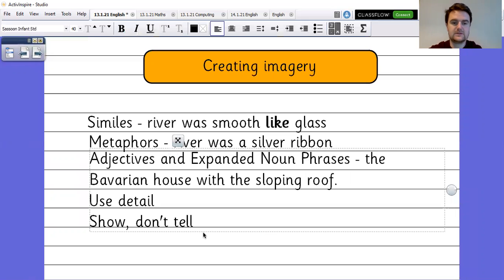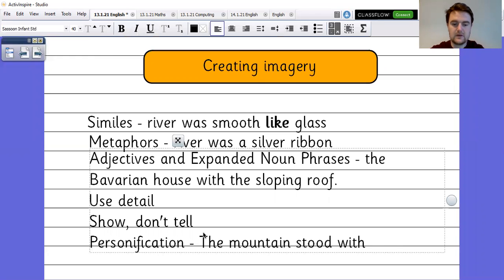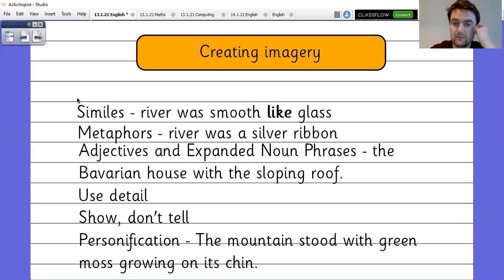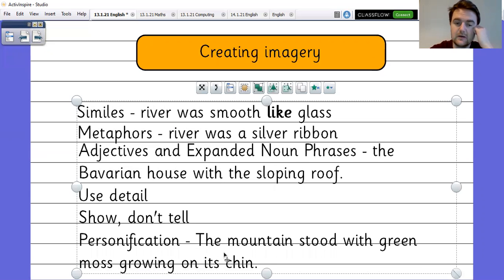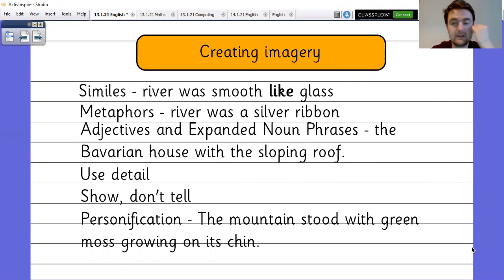Another one that you might want to use is personification. So to use Lucas's example, the mountain stood with green moss growing on its chin. Now, mountains don't have chins, but we're giving it a human-like quality. Things like the river danced over the rocks as well, or even things as simple as the birds sang or the trees stood. That's all examples of personification because you're giving them human characteristics.